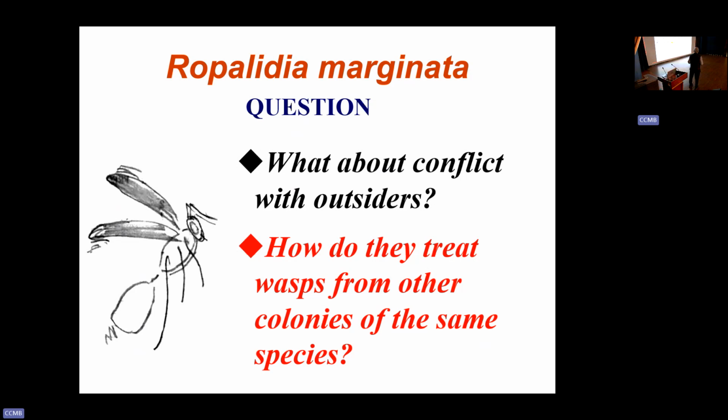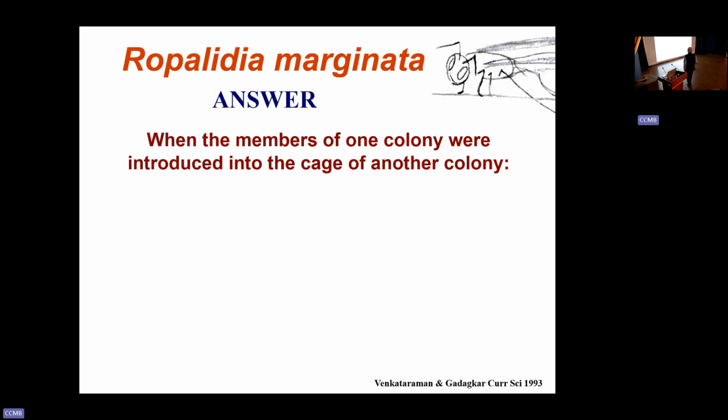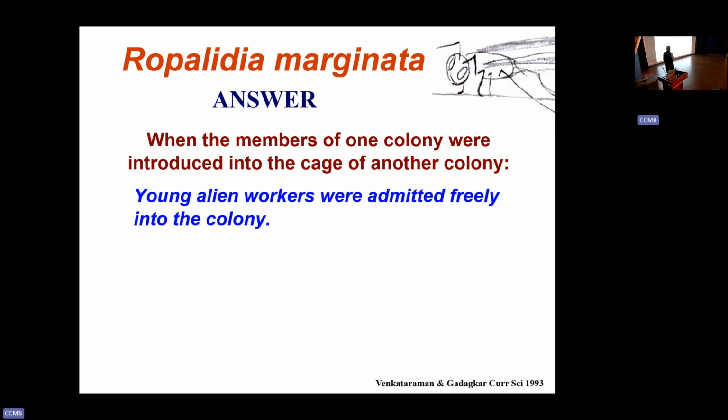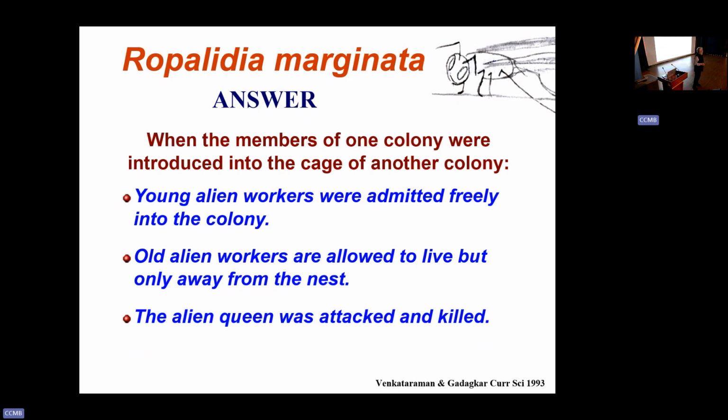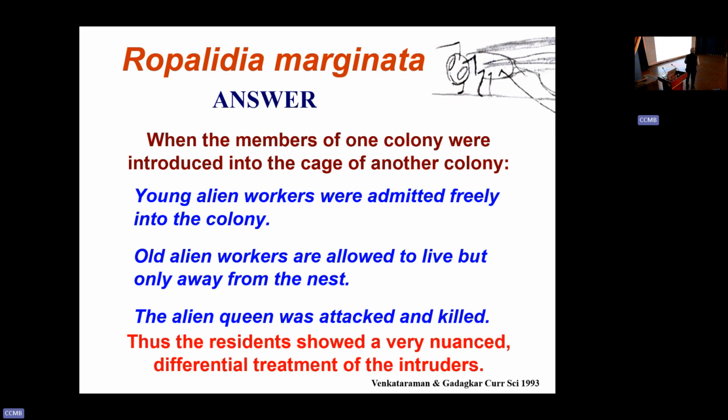Let me summarize what they do. When the members of one colony were introduced into the cage of another colony, young alien wasps were admitted freely into the colony. No problem, just come and join us, you're welcome. Older workers are allowed to live in the nest, but don't come anywhere near my nest. You want to be in that corner, fine, but don't come near my nest. And the alien queen was located and physically torn to pieces. So a very nuanced treatment of the residents depending on this.